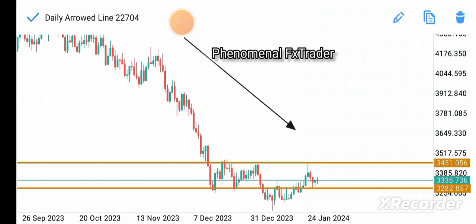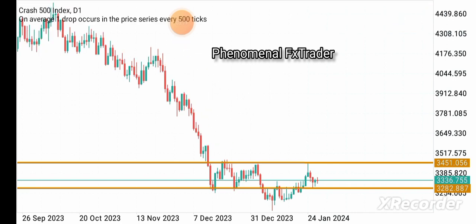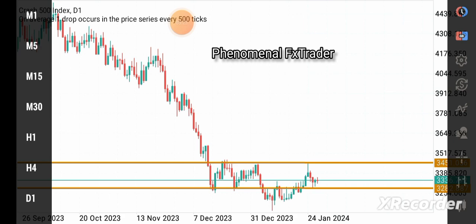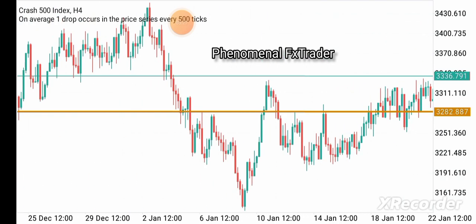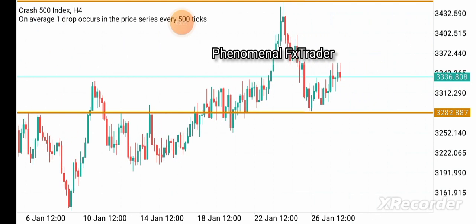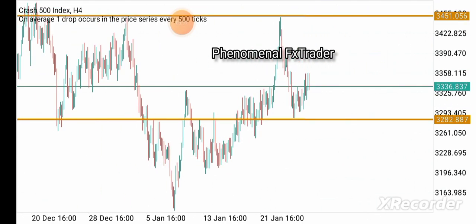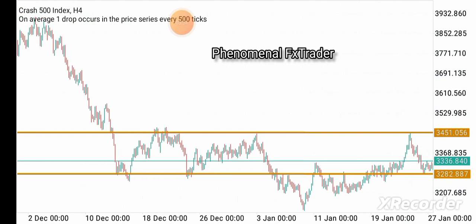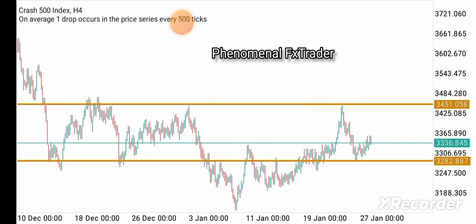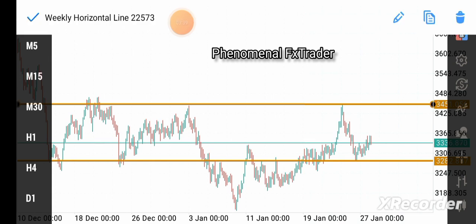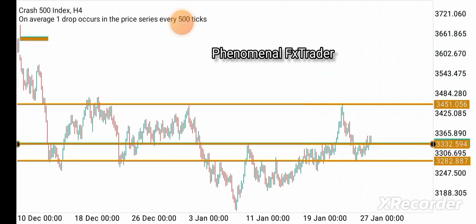So we have to still go down to the 4-hourly time frame to mark out more key levels. That's what I do. On the 4-hourly time frame, let me zoom in or zoom out to see if I can capture another key level in the market. Okay guys, I can see another key level. Let me just duplicate this and put it here.